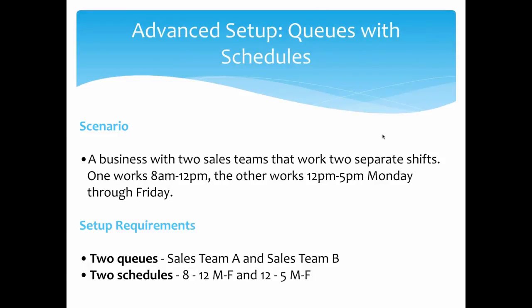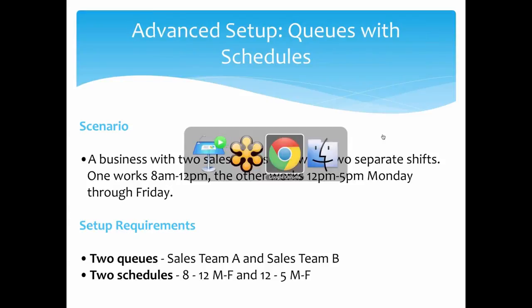The requirements for this is 2 queues, which I've already made. They are Sales Team A and Sales Team B. And then I also have 2 schedules created, which are one that applies for 8 to 12 Monday through Friday, and then another which applies from 12 to 5 Monday through Friday. So let's jump on into the interface now, and I can show you how these look.